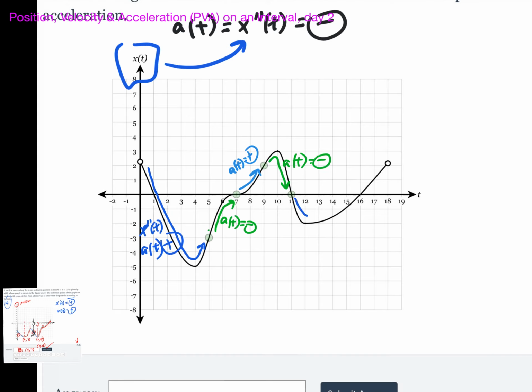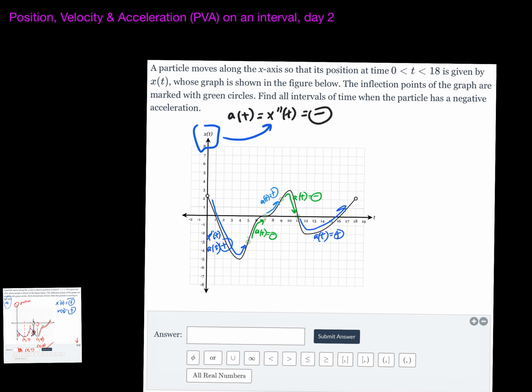Oh, I did light blue. Now I'll do dark blue again. This right here is where your a of t is positive. They have positive values. What was the question asking? Find all intervals when the particle has a negative acceleration. Okay, well, we might not have had to get so in-depth with the concavity, but we did. We want to know where it's negative, so we're looking for negative curvature. Well, that would be the green region.